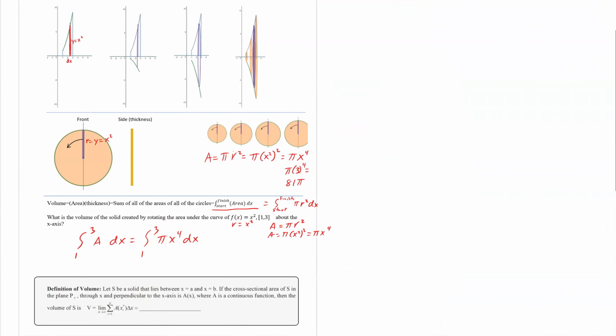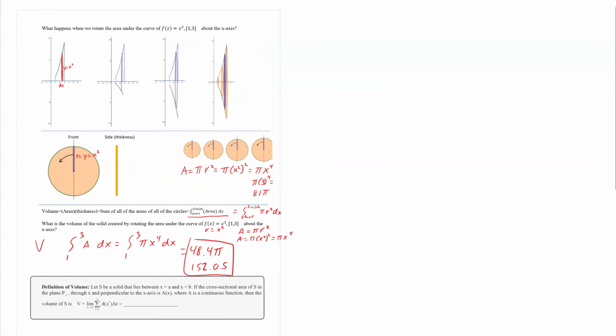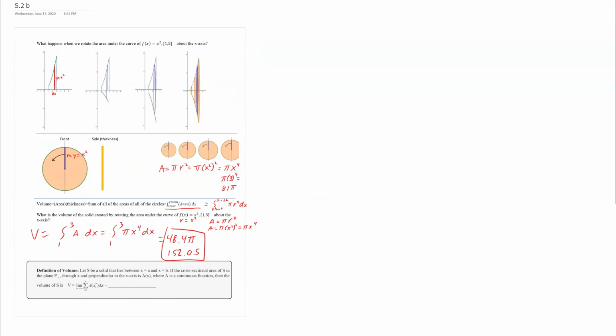So if we plug this in our calculator, we get 48.4 pi, or 152.05. And there you have it. So that is the volume of that solid that was created. So that one that we just made, this one, so it kind of looks like a curved cone with the tip cut off. That volume is that.